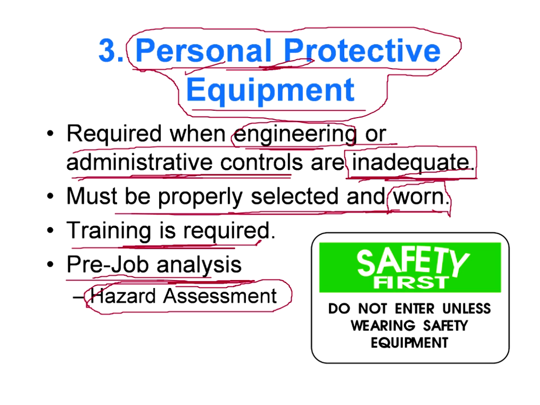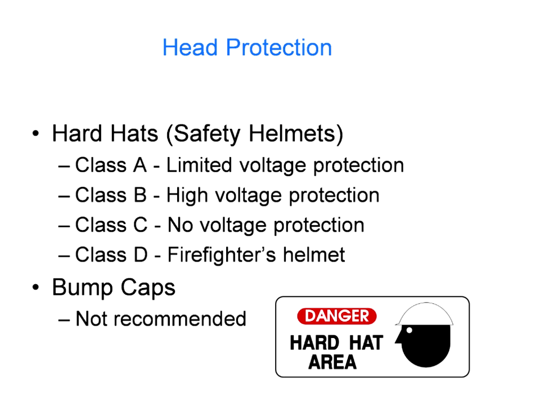This is called hazard assessment. That's all about the personal protective equipment. We use personal protective equipment when there is inadequate control in engineering controls and administrative controls. You have to select properly and use it. We need to have good training before using personal protective equipment, and also we should analyze the dangerous situation before doing the job. That is called pre-job analysis.